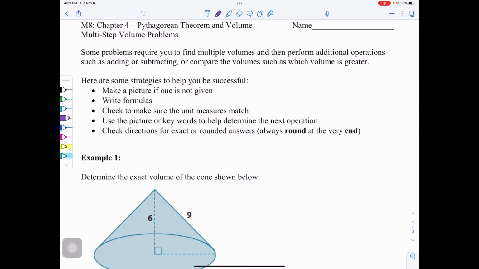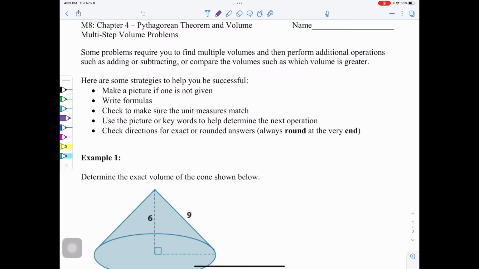So overall, we want to share some strategies to help you be successful when tackling these multi-step volume problems. First, make a picture if one is not given. Sometimes it's really helpful to be able to visualize what's going on in the situation. Don't be judgy of your drawings, just do the best you can. I know these are 3D shapes.